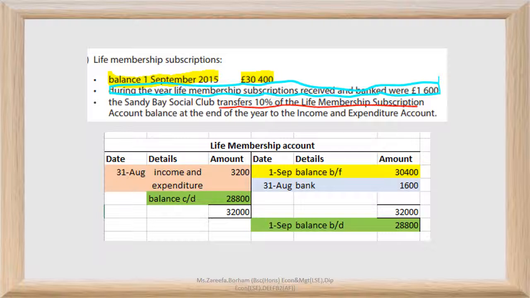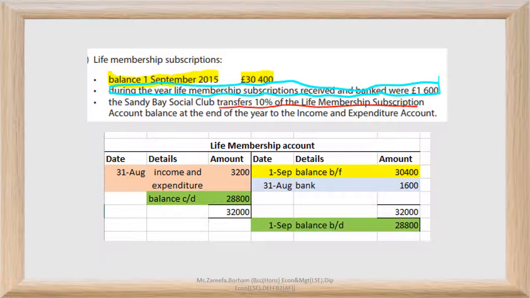When entering them in the life membership account, the opening balance on 1st September 2015 should be recorded on the credit side, since life membership is an income account. Next, subscriptions received and banked should be credited in the subscriptions account. This is because when you receive subscriptions, you should debit the bank account and credit the subscriptions account. Finally, the 10% transfer of life membership at the end of the year should be done.